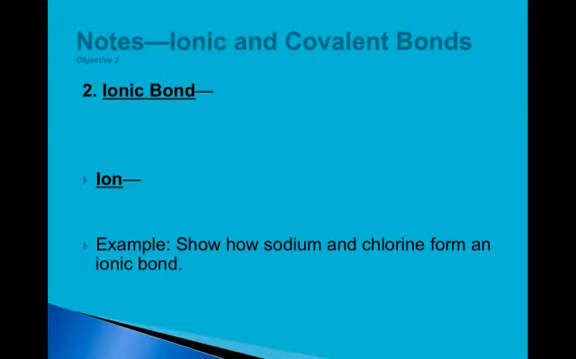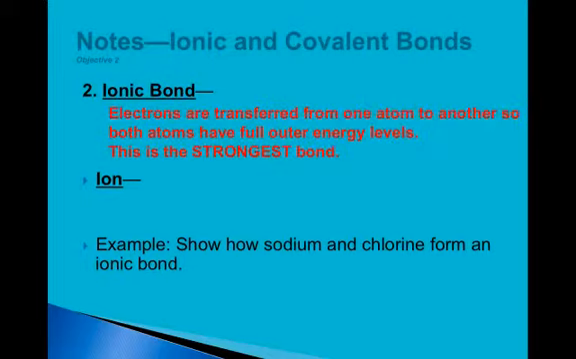The next type of bond that we're going to talk about is an ionic bond. An ionic bond is when electrons are transferred from one atom to another. This is just like covalent bonds, where the atoms now will have full outer energy levels, and this is the strongest kind of bond. Where covalent bonds shared electrons, this one is actually transferring. They are giving electrons to each other.